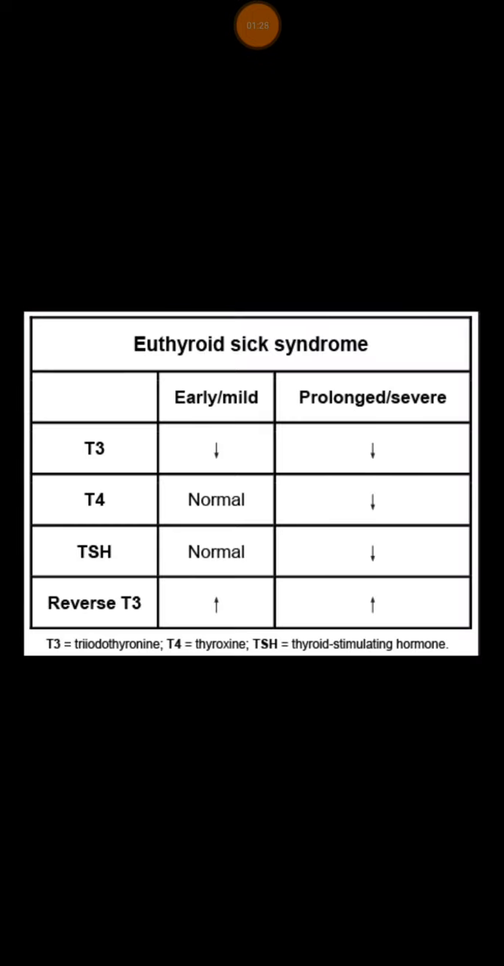Now, sick euthyroid syndrome can behave in different ways. In an early and mild infection, the T4 level and TSH level may be normal, but the T3 level will be low and the reverse T3 level will be high. If the infection is very severe and prolonged, for example if the patient is in ICU with septic shock, then you may expect T3, T4 and TSH all to be low with a high reverse T3.